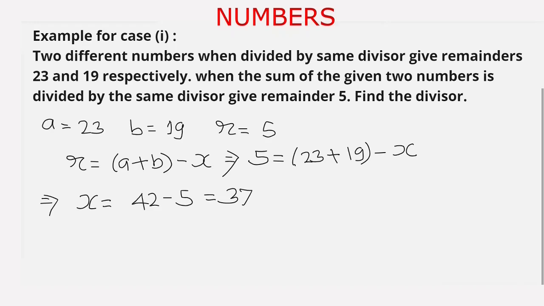it leaves the remainder 5. Here the sum of both the remainders, a plus b, is greater than the divisor, because when m plus n is divided by x it leaves the remainder 5, which is less than the sum of a plus b. Therefore we can find x easily by putting the values in the formula given in case 1. Hope you have understood the method of finding remainder in such a case. Now we go to the second example where a plus b is less than x.